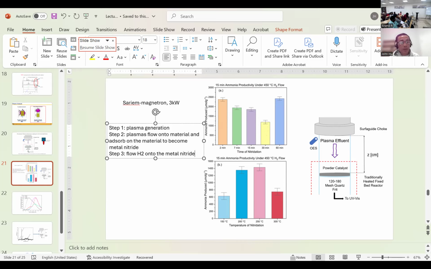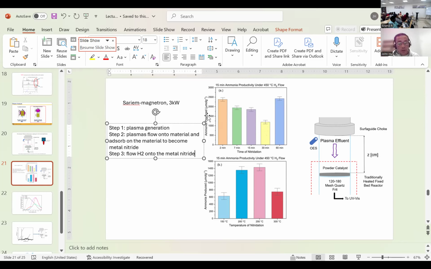That's a key step. And then someone mentioned this rate determination step. That means it's a slow step. It's really to control the whole process. Okay. The step 3: flow hydrogen and ammonia produced. So the step 2 is adsorption time. It's tricky. It depends on how long you adsorb this plasma before you flow the hydrogen onto it.